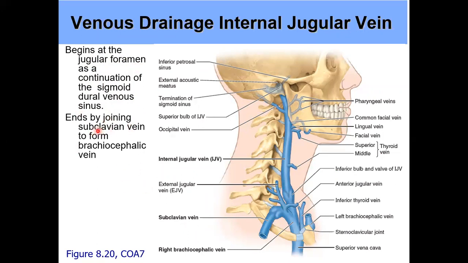And it ends by joining the subclavian vein to form the brachiocephalic vein, which I've mentioned to y'all before. So our subclavian vein is coming from the upper limb. Here's our IJV coming from the head. And when they come together, they make your brachiocephalic vein. And then the two brachiocephalic veins join together to make your superior vena cava. And your superior vena cava empties into the right atrium of the heart.